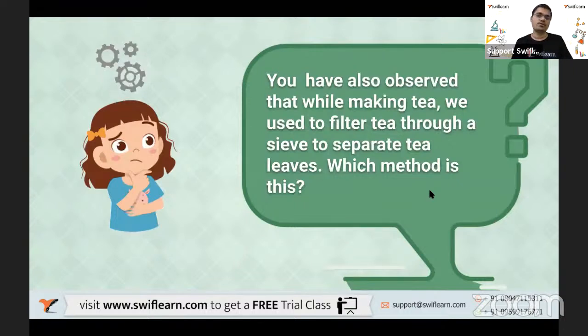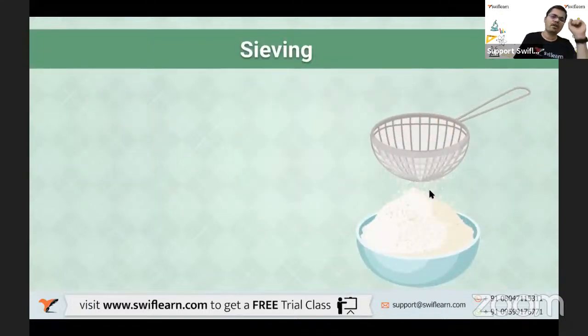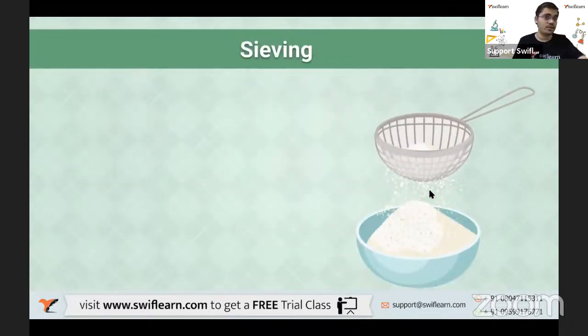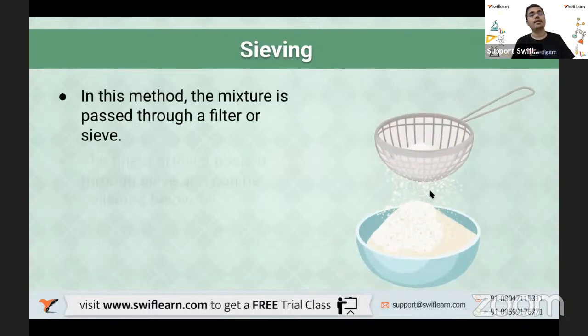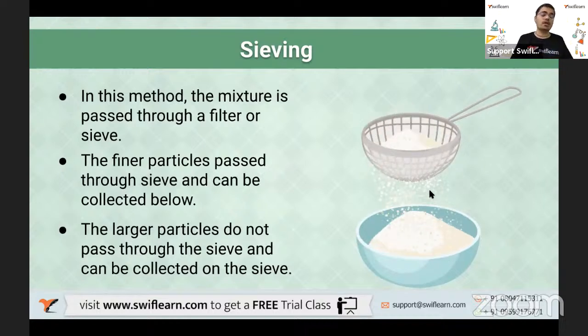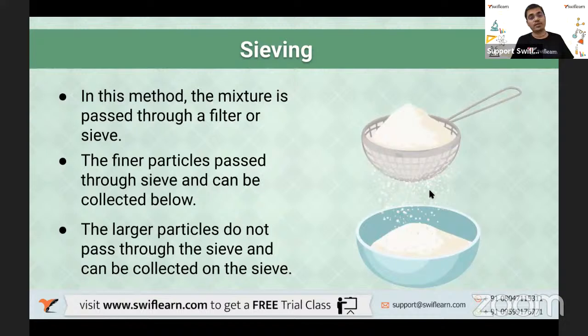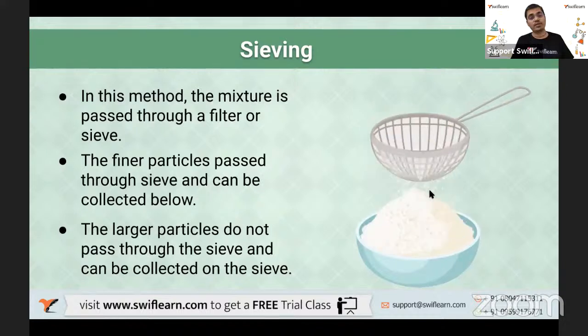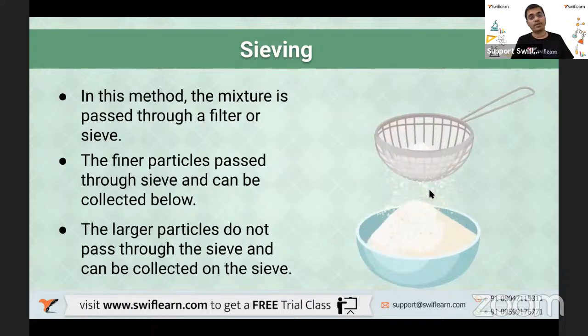So you also observe this process, sieving. Very good. Sieving is basically filtering the finer particles, and we get different types of sieves in the market, right? As I mentioned, a flour sieve is different, a tea sieve is different, right? In farming they use different types of sieves. So that is what we discussed.